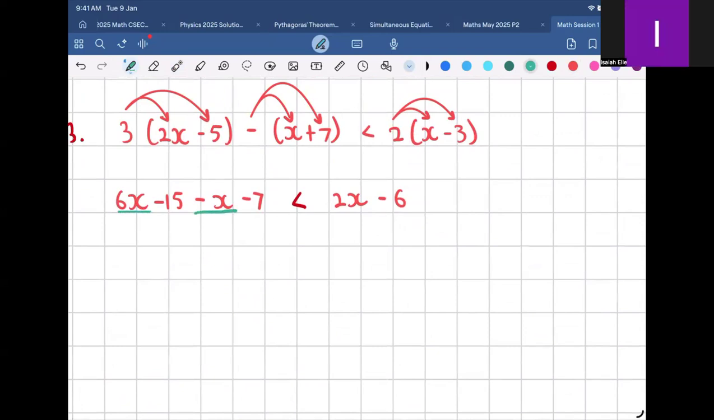5x. Right? So we're going to write that here. So that's going to be 5x. And what is minus 15 minus 7? Subtract 22. Right?